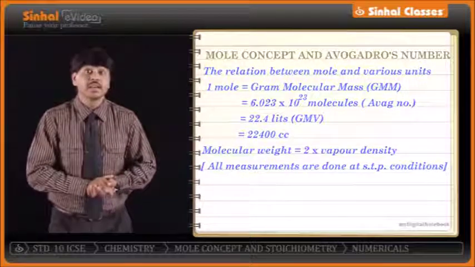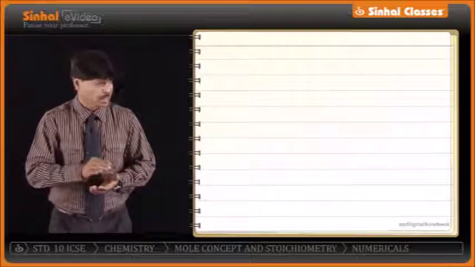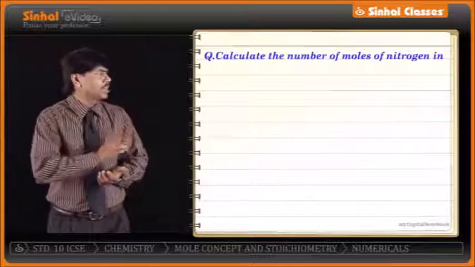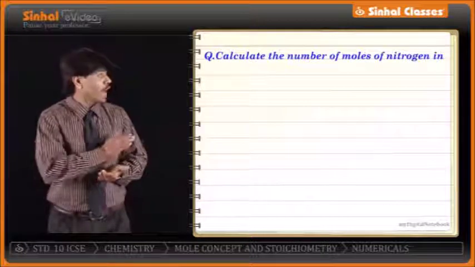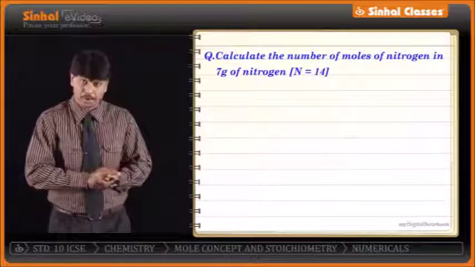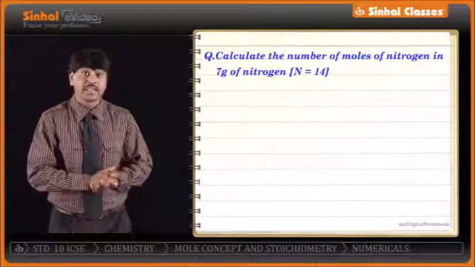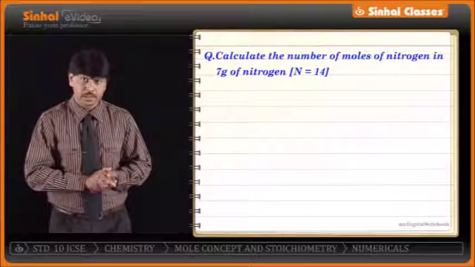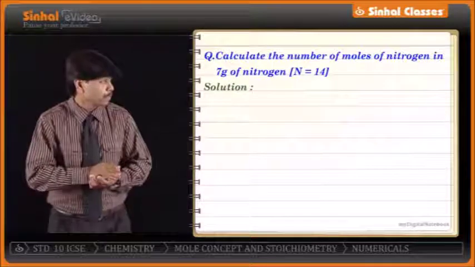Now let's see certain numericals. To begin with, let's see the first one. Calculate the number of moles of nitrogen in 7 grams of nitrogen. In bracket, the atomic mass of nitrogen is 14. Now let's see the solution part of it.